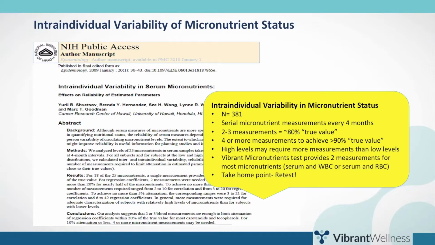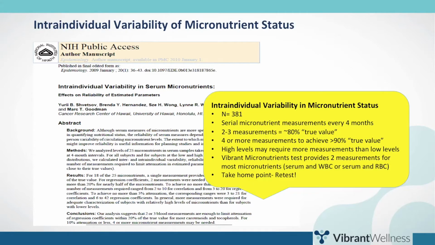So there have been studies of intra-individual variability in micronutrient status. This was a nice study where they essentially did serial micronutrient measurements every 4 months, and they were measuring 25 micronutrients. For some micronutrients, they had as many as 21 measurements over time for some of the subjects. And what they found, when they assessed each individual, was that if you had only one micronutrient measurement for that person, one vitamin A level for Jane Doe, it was in no way predictive of their normative or true value.